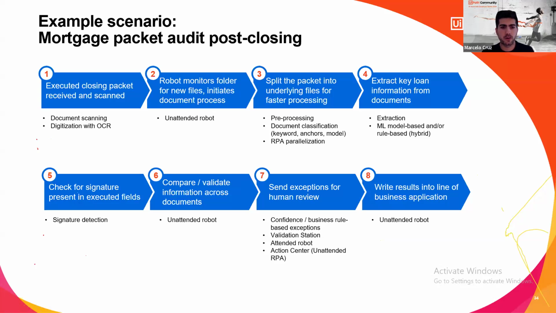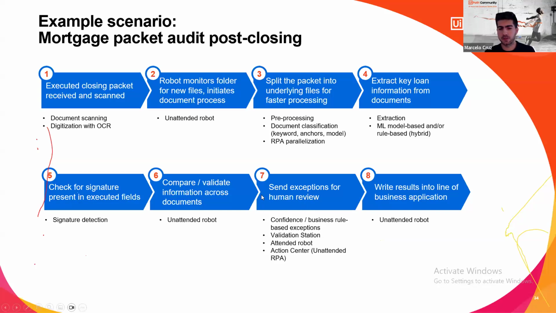So do a kind of cross checking. For example, let's say that we have loan amounts indicated on different documents. And so do a cross checking if there is consistency on the data between documents. And if there are some exceptions, something that's not right, we can send exceptions for human review.